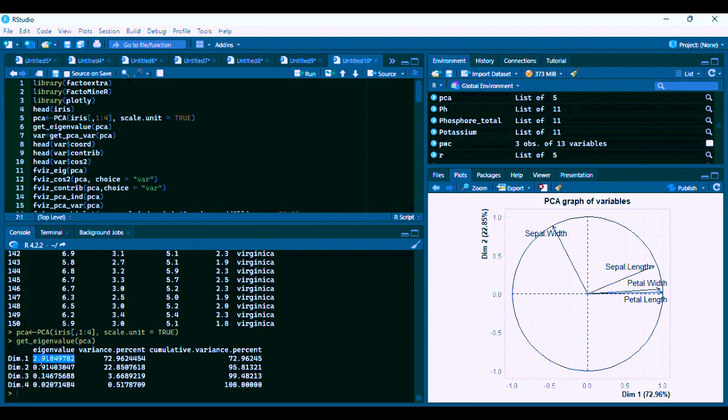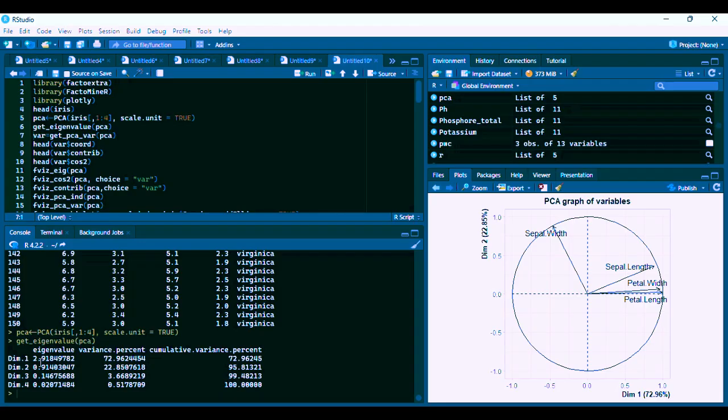2.91, yes. Why? According to the Kaiser rule, only dimensions or principal components with eigenvalues greater than 1 should be retained, because when variables are standardized, each variable contributes a variance of 1. So a component with an eigenvalue greater than 1 explains more information than a single variable.